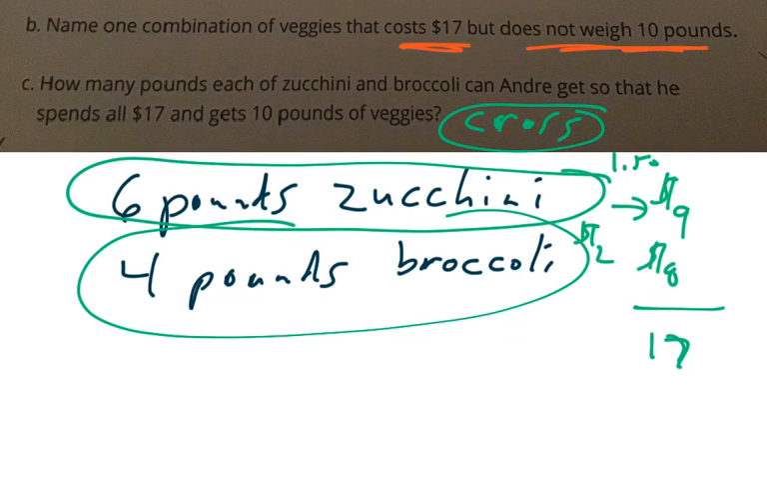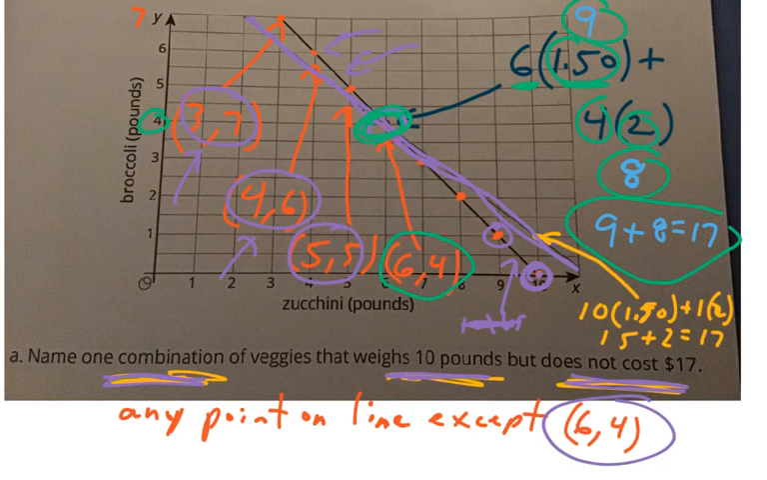Now, question B says, name one combination that costs $17, but does not weigh 10 pounds. So I'm going to look at that purple line I traced out. Basically, all you had to do was pick any other point on the purple line, because all of those are going to be $17 as long as they weren't on the red dotted line, which was your 10-pound line, right?